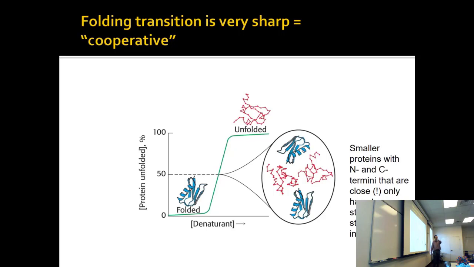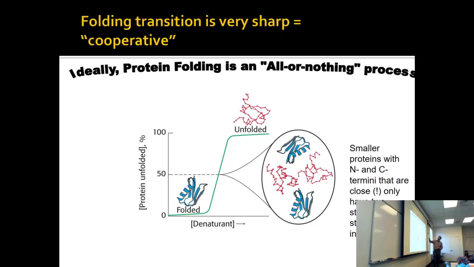Once you add enough heat to start to make the core fall apart, the whole thing continues to fall apart. Lose one interaction, and you lose all 10. It's that kind of thing. So ideally, protein folding is an all-or-nothing process, and most protein folding studies have been done on ideal two-state cooperative proteins.